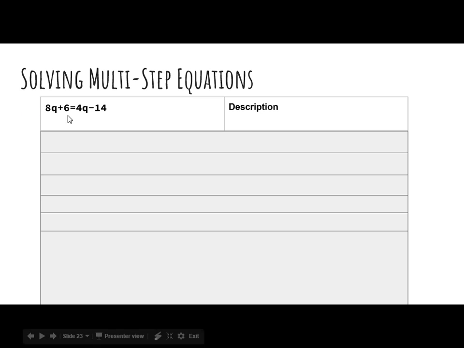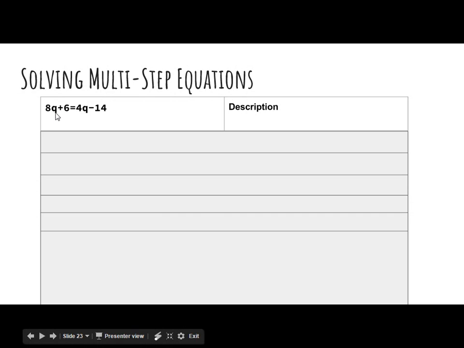Our next question that we have is on the same page, and it is number 2. So we have 8q plus 6 equals 4q minus 14. Now, when I look at this, we don't have any distributive properties to worry about. We don't have to do any multiplying at all right now. So instead, what I'm going to do is implement this SAMDEB.